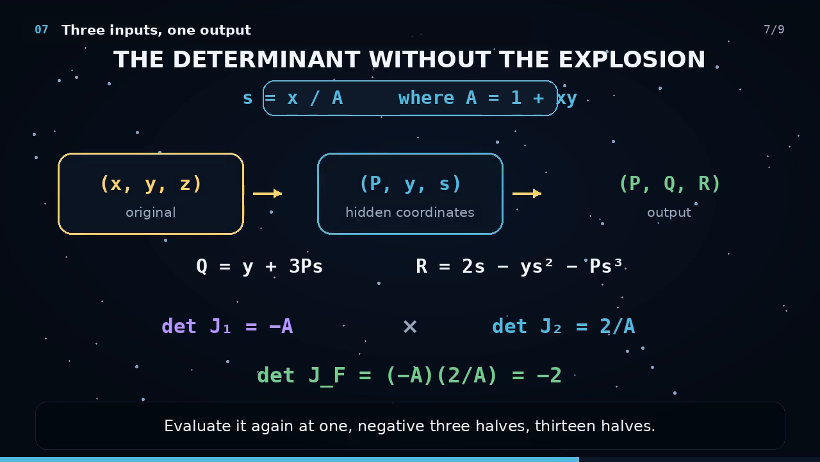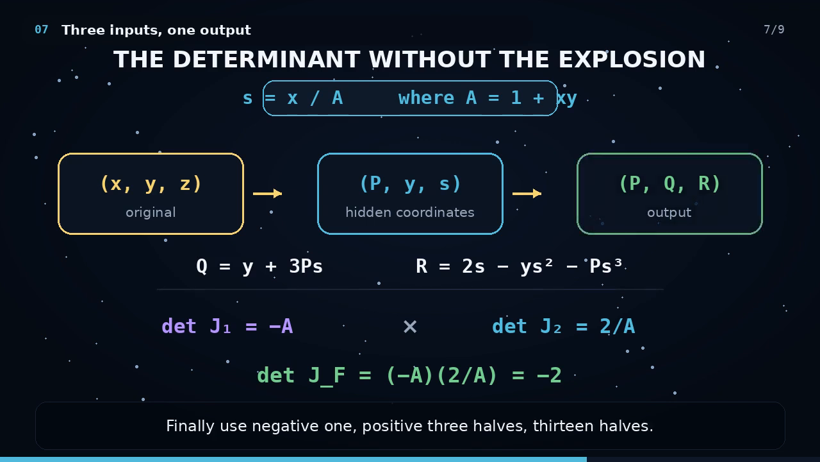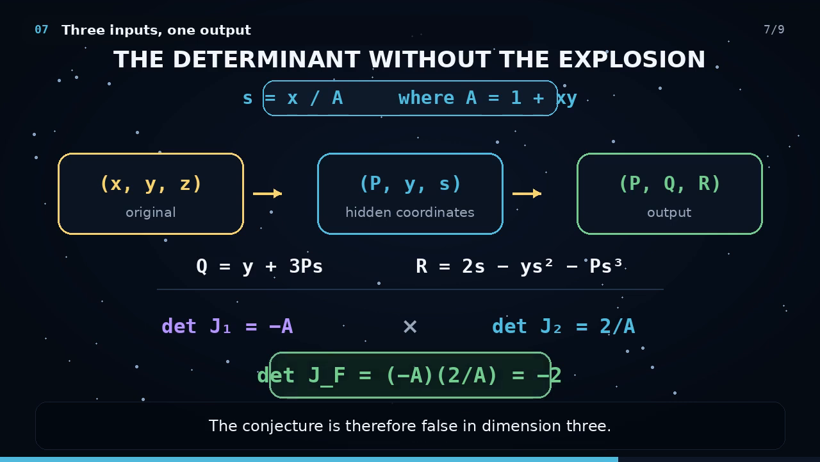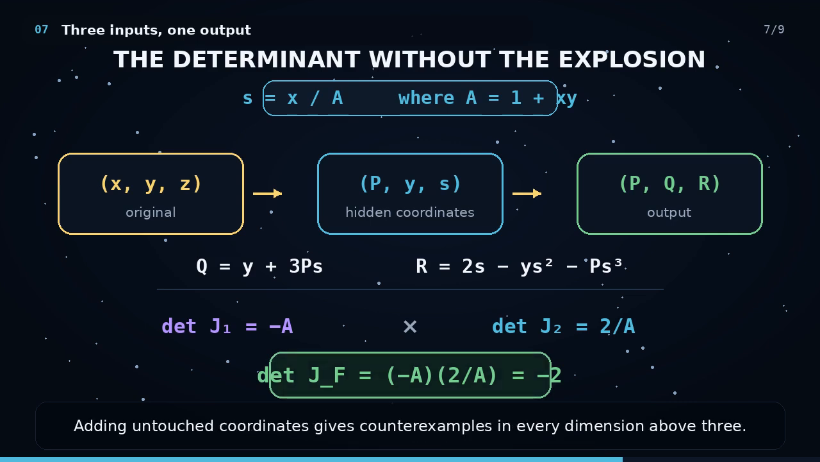Evaluate it again at 1, negative 3 halves, 13 halves. The result is the same. Finally, use negative 1, positive 3 halves, 13 halves. Again, the result is negative 1/4, 0, 0. 3 distinct points occupy one fiber. Any inverse would have to take their shared output back to 3 different inputs, which a function cannot do. The conjecture is therefore false in dimension 3. Adding untouched coordinates gives counterexamples in every dimension above 3. This construction does not settle dimension 2, which remains open.